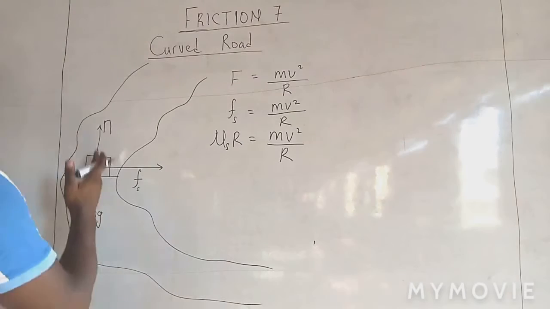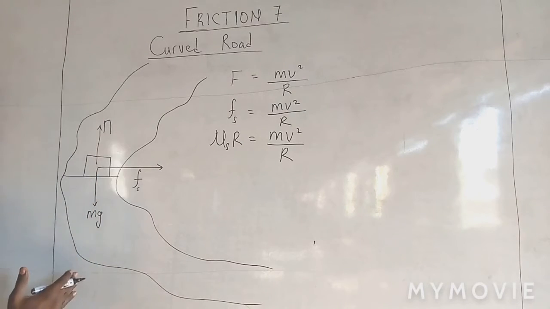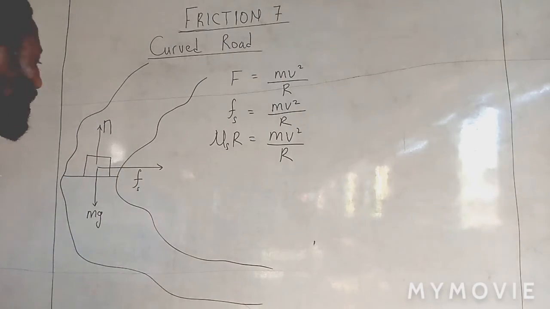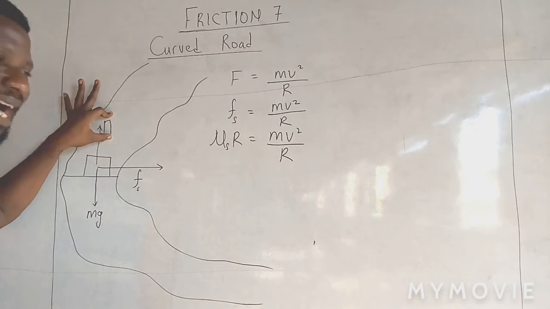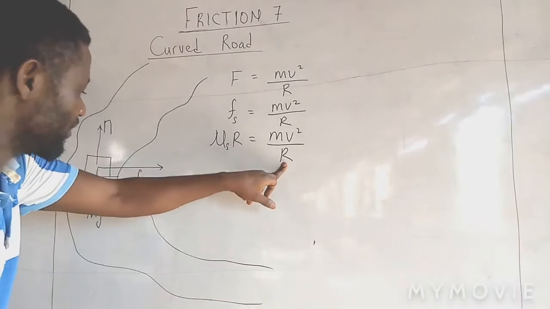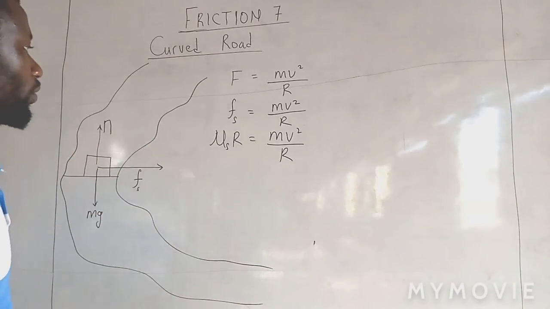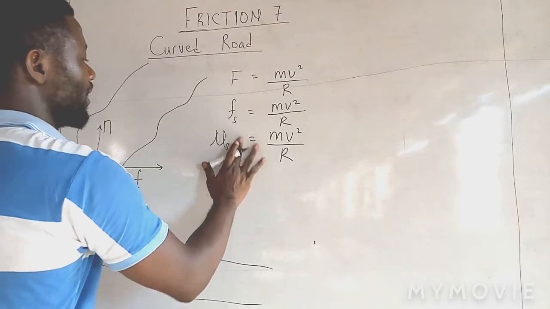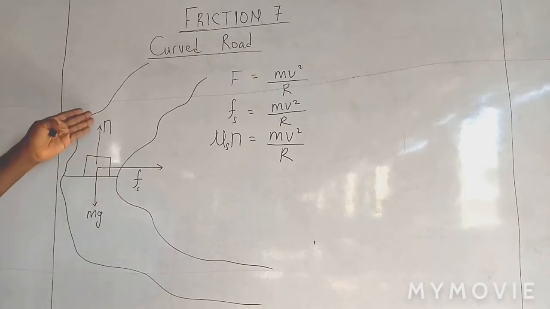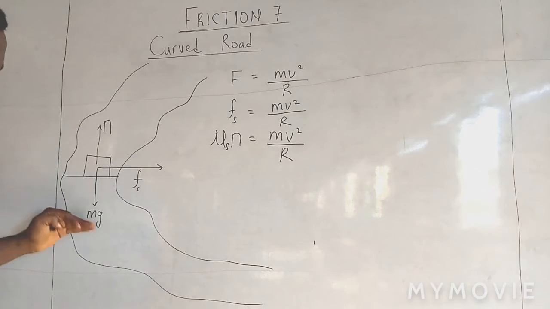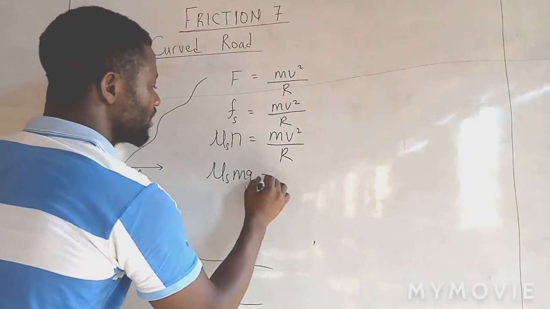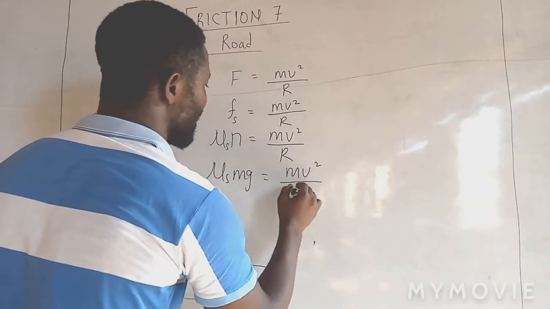What is R? There is no motion along this direction. As a result of this, N is equal to mg. But don't forget here that N is the normal reaction, while r here is the radius of the curved road. So instead of using mu s R here, we will rather use mu s N. So according to this first diagram, what is N? N is equal to mg. As a result of that, we have mu s mg is equal to mv square over r.